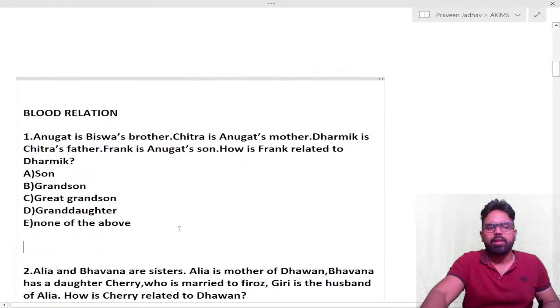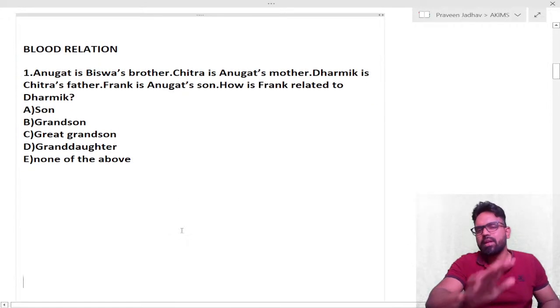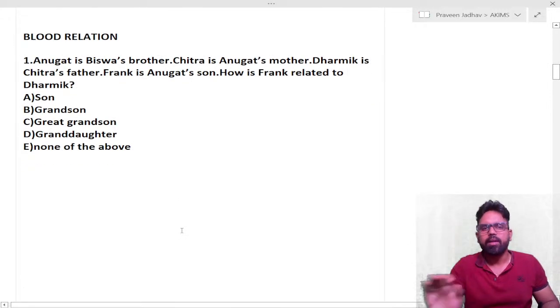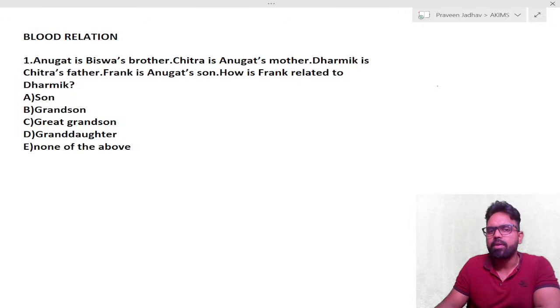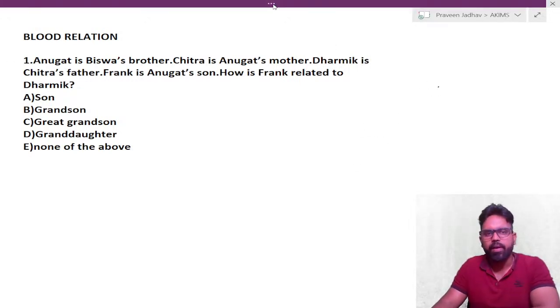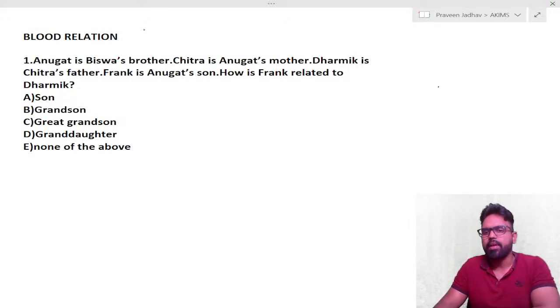Do not try to solve this question. It is a very basic and very easy question. I'm just trying to make you learn how it works and how to draw a flowchart. Please listen to me carefully and be patient. He says, Anugat is Biswa's brother. Listen to me carefully while I'm reading it.